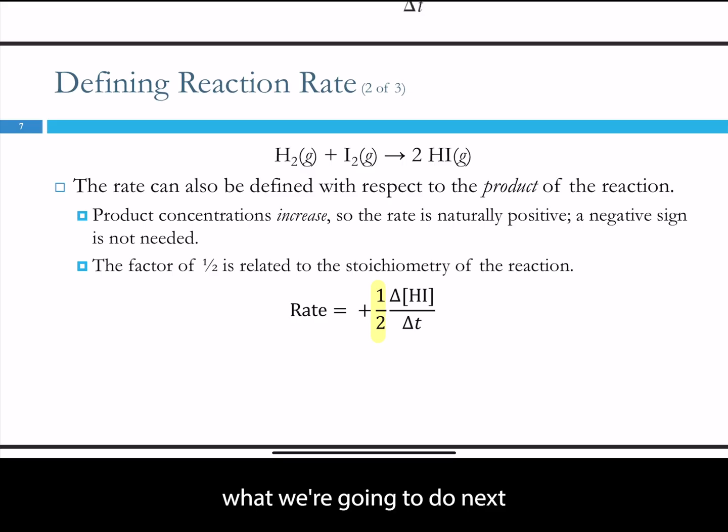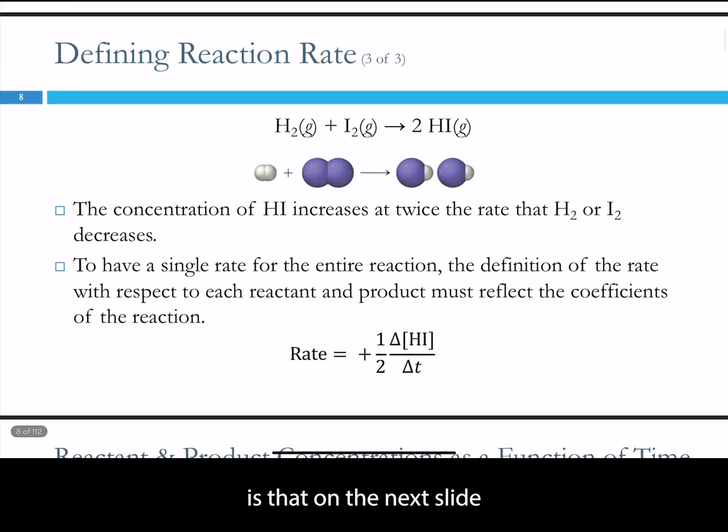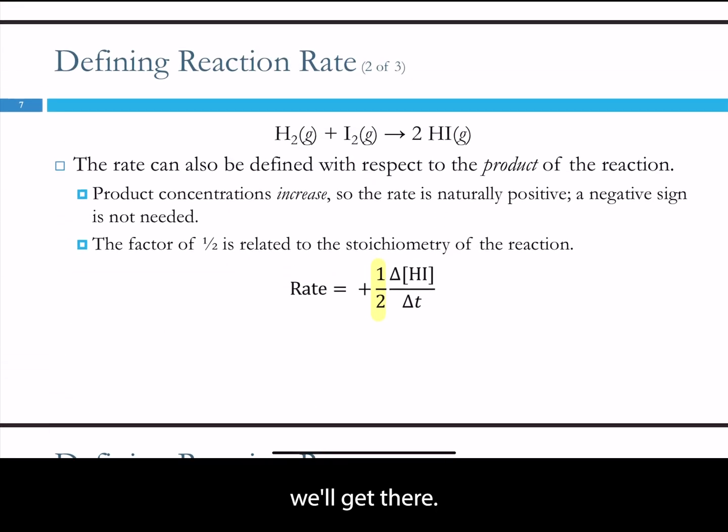partly because, well, I think what we're going to do next, is that on the next slide? We'll get there. We want to determine what the rate is for the overall reaction. So what is the rate that ties all of these together? We need the 1/2 because as I use up one hydrogen and one iodine, I make 2 hydrogen iodide. So that concentration is going to increase twice as fast as the hydrogen or the iodine is going to decrease.